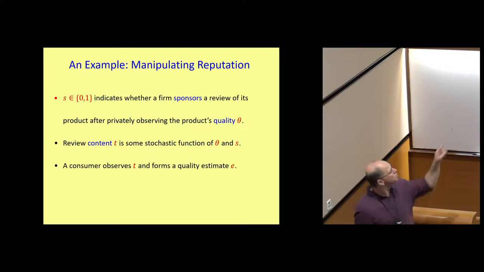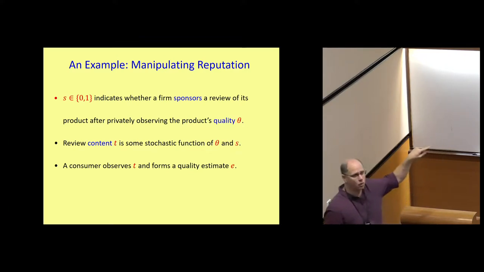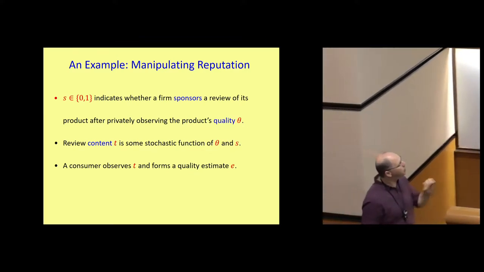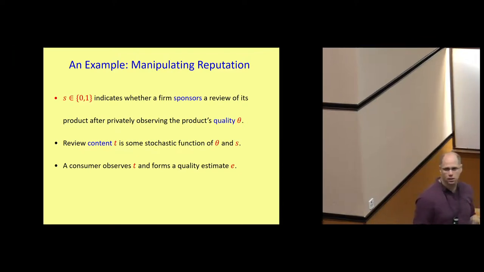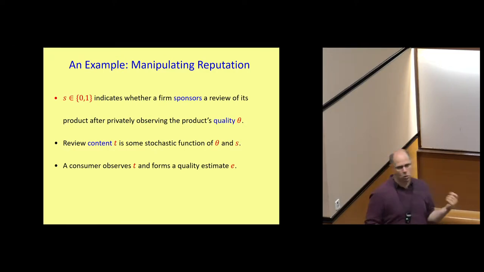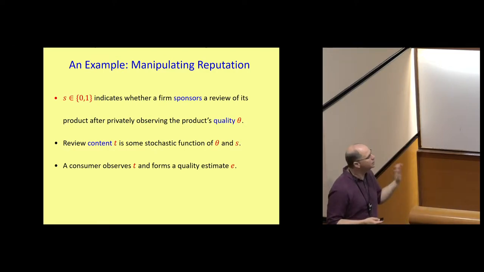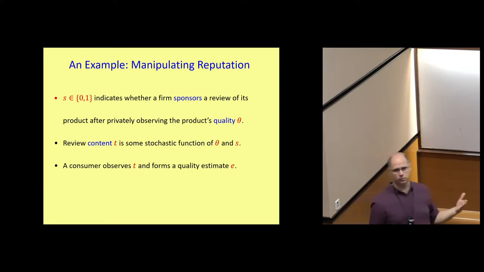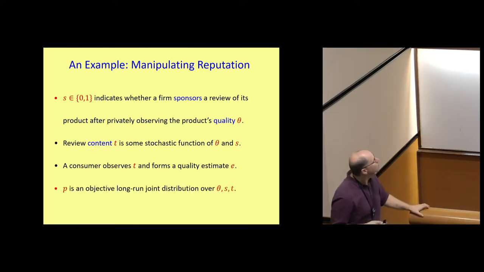Our consumer, so the leader is going to be the firm and the follower is going to be the consumer. The consumer only observes T. He only gets to see the content of the review. And what he's interested in is the quality of the product, so he forms a quality estimate E. E will be the subjective expected quality of the product.